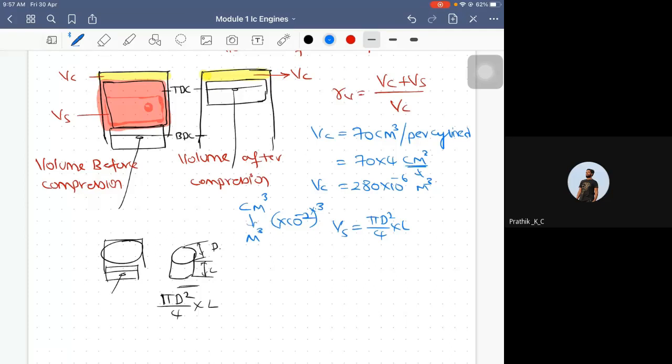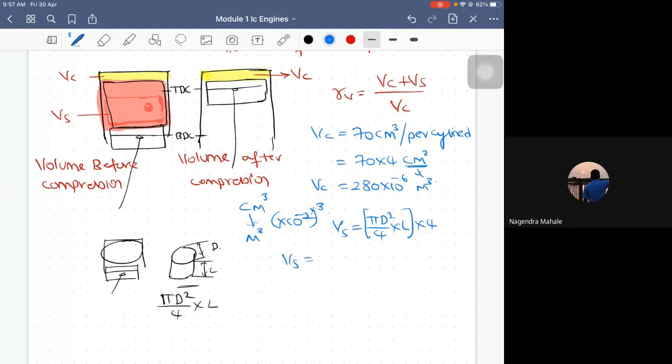Okay. Now, this is for one cylinder. How many cylinders do you have in this problem? How many cylinders you have? 4. So should I multiply this by 4 again? Yes, sir. So now substitute and give me the value of Vs, guys.